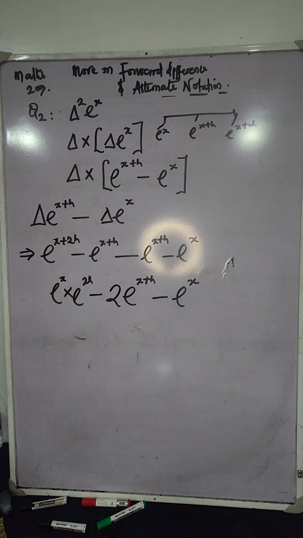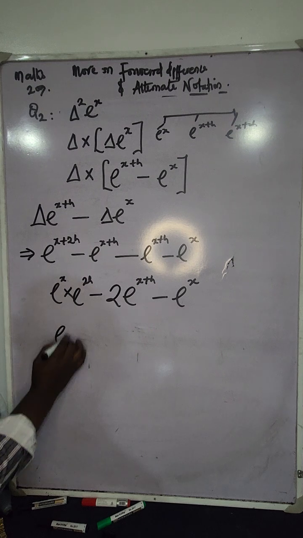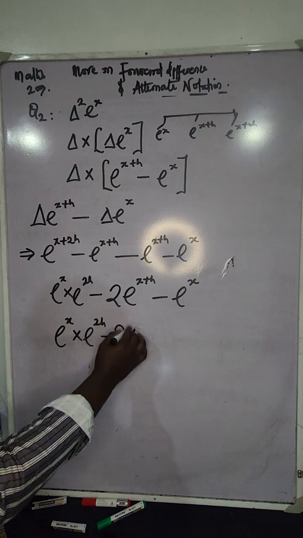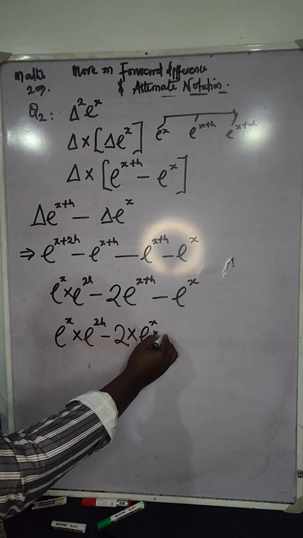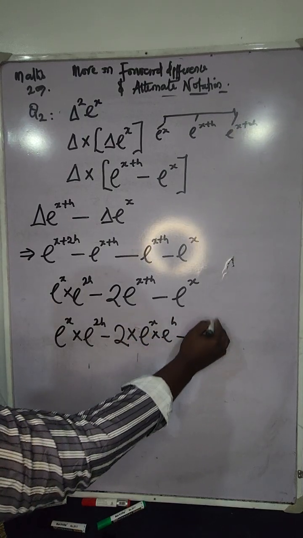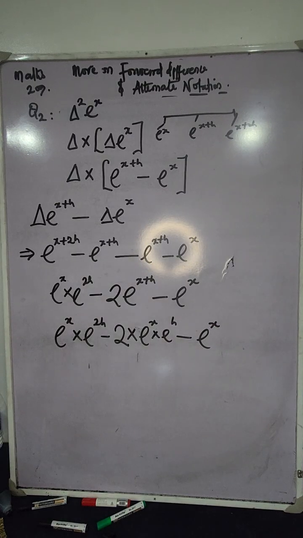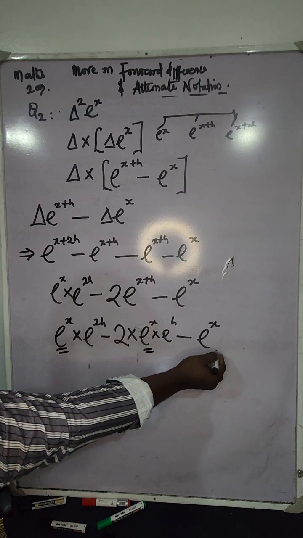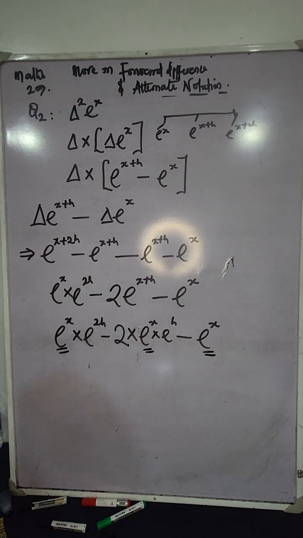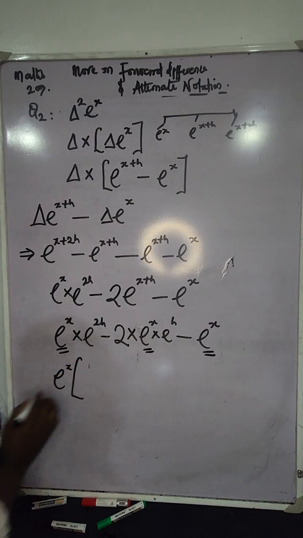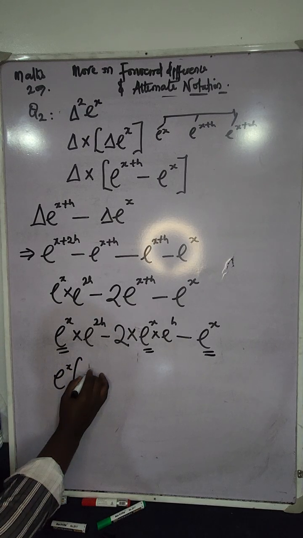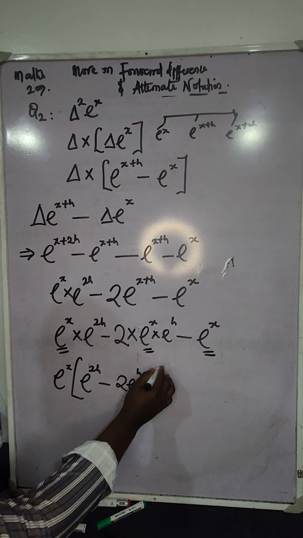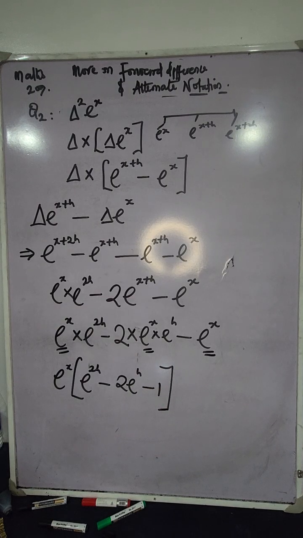Is that correct? So, having said that, we can now say e to the power of x multiplied by e to the power of 2h, minus 2 times e to the power of x multiplied by e to the power of h, minus e to the power of x. Did you see that? So, what is common to all sides? This is common, this is common. So we have e to the power of x into the brackets of e to the power of 2h minus 2e to the power of h minus 1. Did you see that?